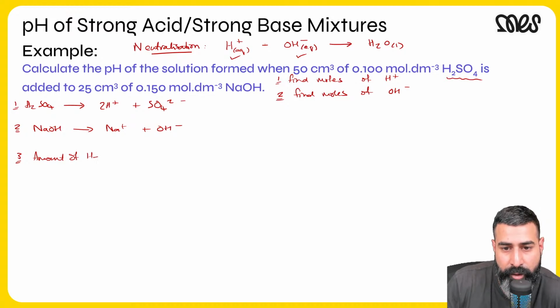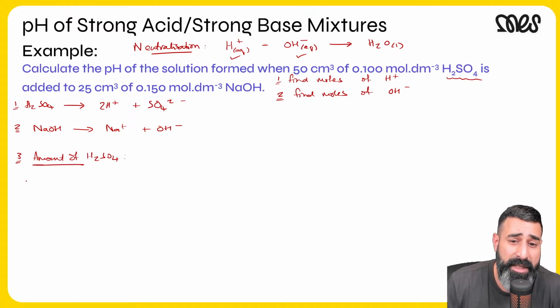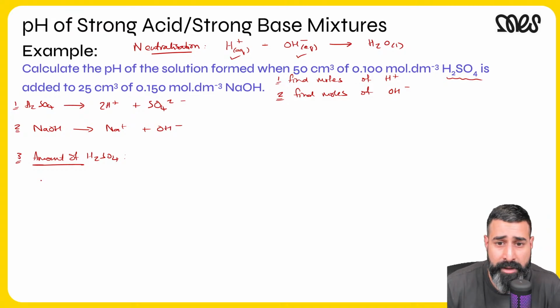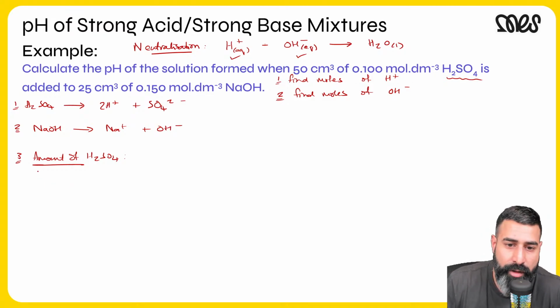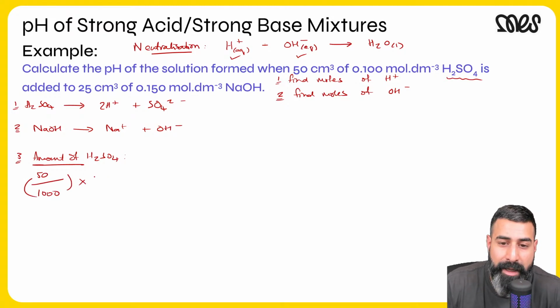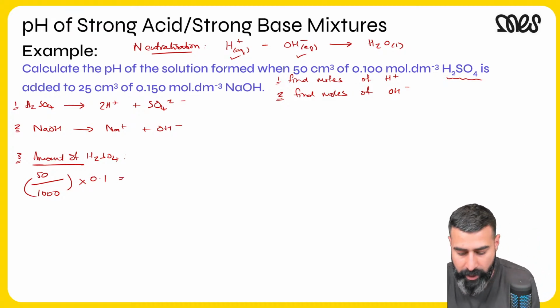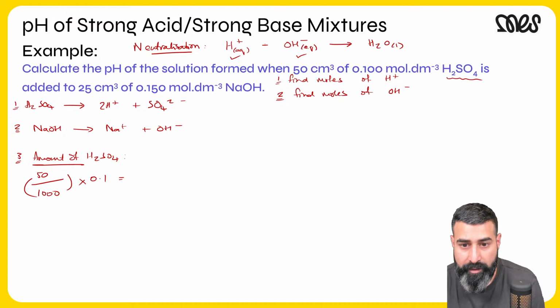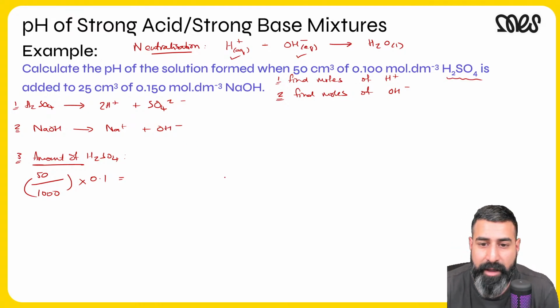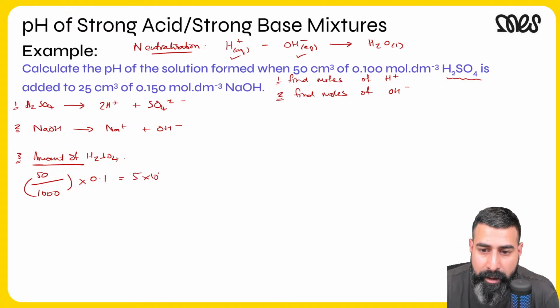So step number 3, I'm actually going to work out the amount of H2SO4. Just remember that amount means something technical in chemistry. It means a number of moles. So every time I say amount, it means mole. How am I going to do that? I've got the volume and the concentration. Problem is that's 50 centimeters cubed. I need to convert to decimeters cubed, as Sammy said. Multiply it by 0.1. 50 over 1,000 times 0.1 is 5 times 10 to the minus 3.